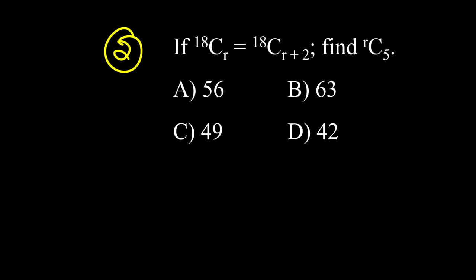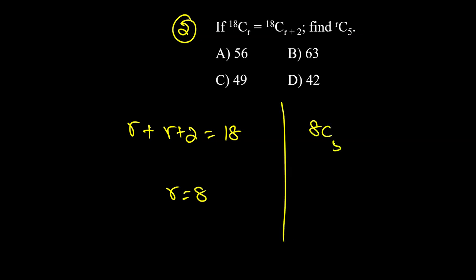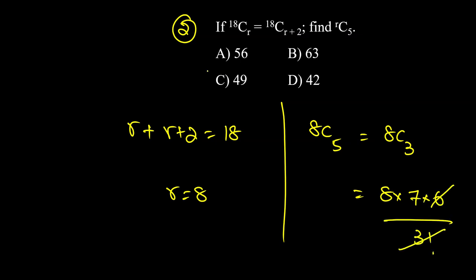18CR equal to 18CR plus 2, find RC5. Here adding these two should give 18. We understand R equal to 8 here. Now 8C5 you need to calculate. Easy is writing 8C3. 8C5 can be taken as 8C3. 8C3 means write 3 terms in the numerator divided by 3 factorial. 3 factorial means 6. 6, 6 get cancelled. 8 into 7 is 56.